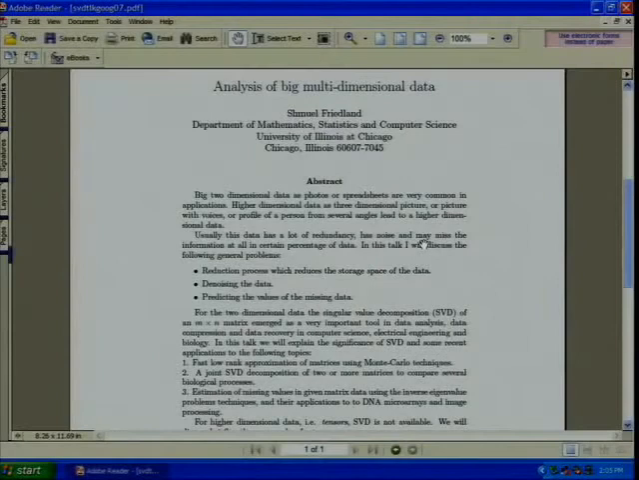So the question, number one, is that usually big data which is multidimensional comes with a lot of redundant information, like a picture. There is a lot of repetition, and if one wants to store the data, one wants a mathematical tool to reduce the data in such a way that you keep most of the information.